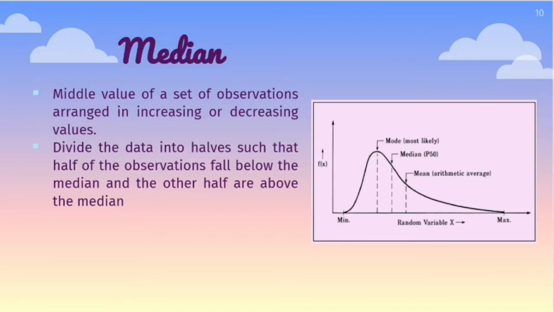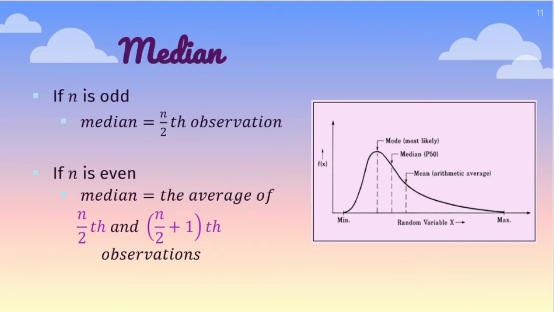Next, we have the median, which is the middle value of the set of observations arranged in increasing or decreasing order. It divides the data into half such that half of the observations fall below the median and the other half are above the median. So it's basically the middle value. To get the median, if you have an odd number of observations, all you have to do is get the middle or half, which is n over 2. Now, if you have an even number of observations, that would mean that we have two values in the middle. So all we have to do is get the average of the two middle values, which are the n over 2 and the n over 2 plus 1, which is just beside the n over 2.